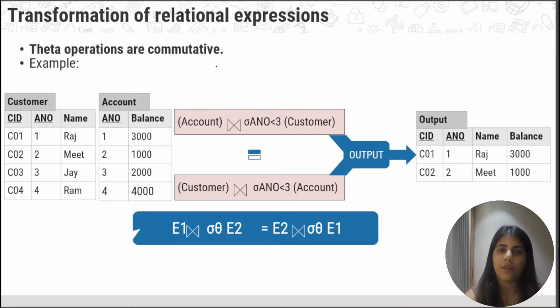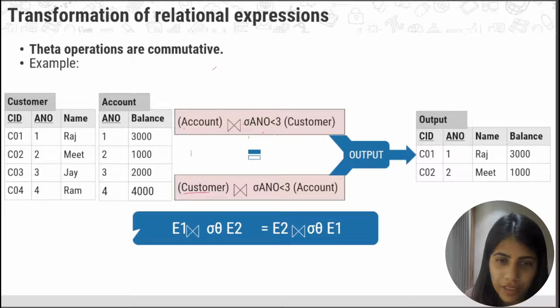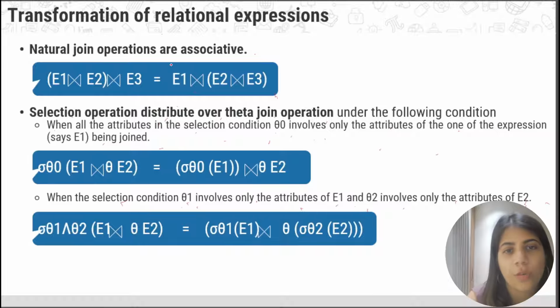The operations are also commutative. We can understand by this example that account natural join with the account number less than 3 from the customer, or if this way, if I use customer natural join with select operator account number less than 3 from the account table. Again, this will also give me the same result. So we can say that natural join operations are associative. Why? Because the order of the operation does not really affect the output of the expression. The result of this will be equal to the result of this.